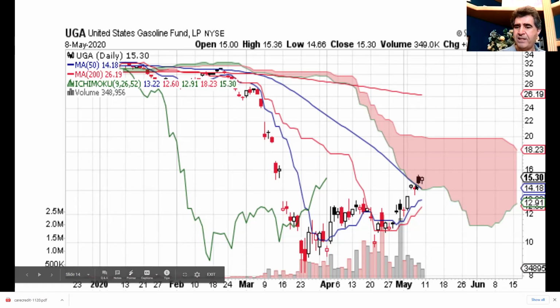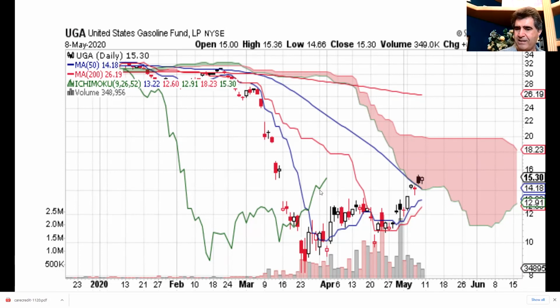What is happening here is we just got inside the cloud. It's positive that we broke that kind of a resistance inside the cloud. It's positive that we are above the standard and turning line. So far, those are 3 positives. But the lagging line is way below the cloud. So that's not positive.